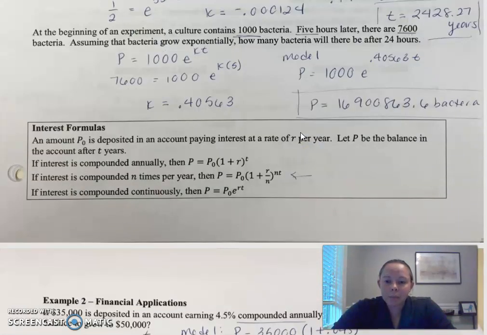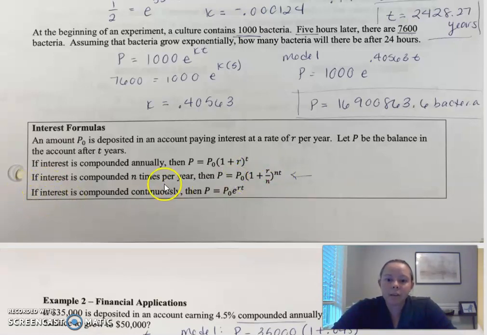Now, the next type of problems that you might remember, these are your financial problems. So interest is compounded annually. We've already been working with this formula. Remember, this is A equals P times 1 plus r. And then compounded n times per year. So n being, if it was semi-annually, it'd be 2, quarterly 4, monthly 12.